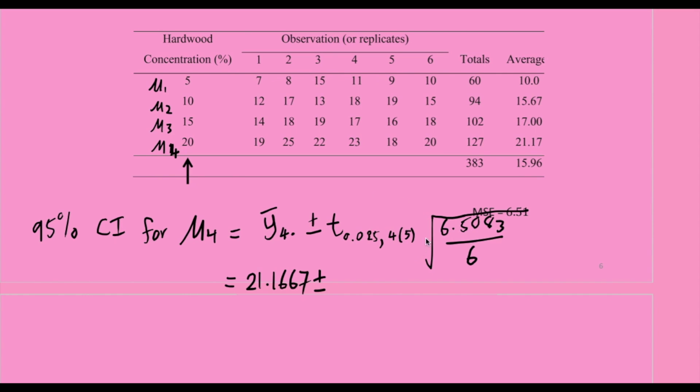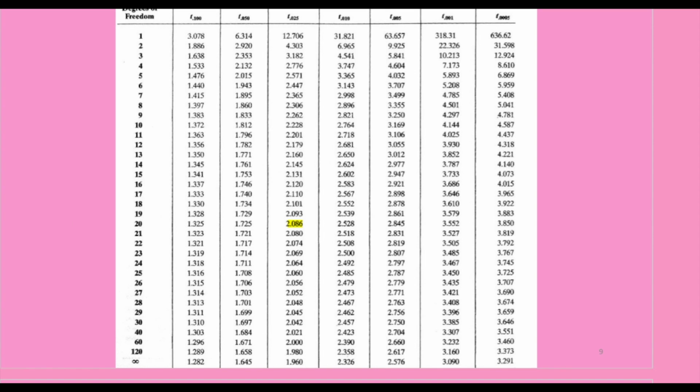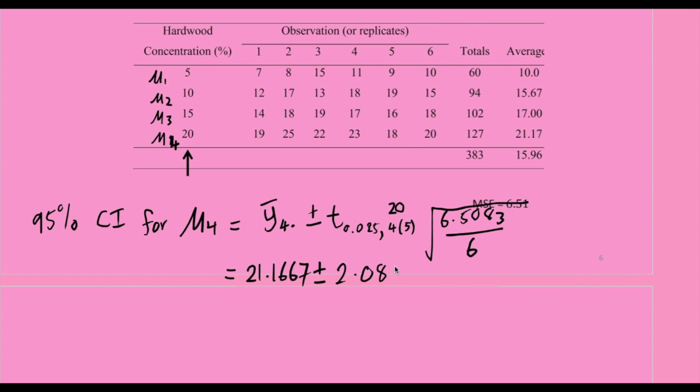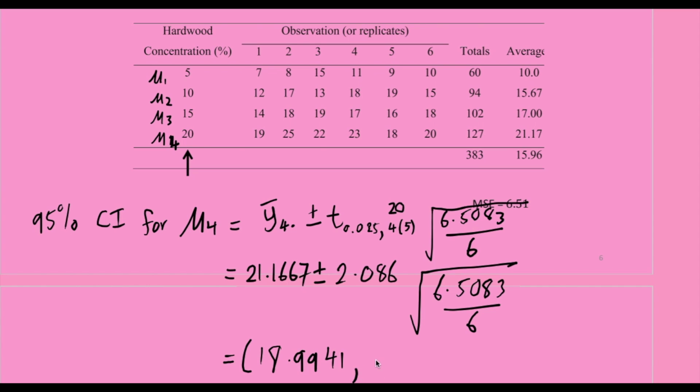So we need to use the t distribution table. t 0.025, comma, 5 times 4 is 20. Degrees of freedom is 20. Degrees of freedom 20, t 0.025. So the t value is 2.086. And this could easily be calculated as 18.9941, 23.3393.